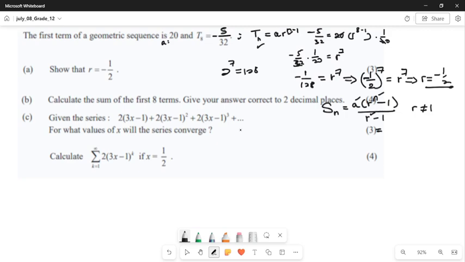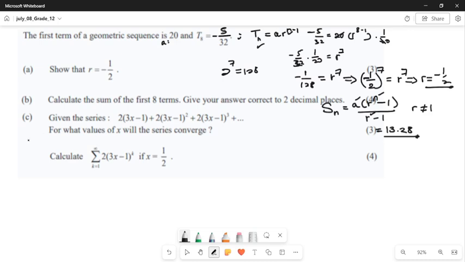Let me see. Oh, I made a mistake. My n is 8, not 7. So the final answer is 13.28. That's the sum of the 8 terms of this geometric sequence.